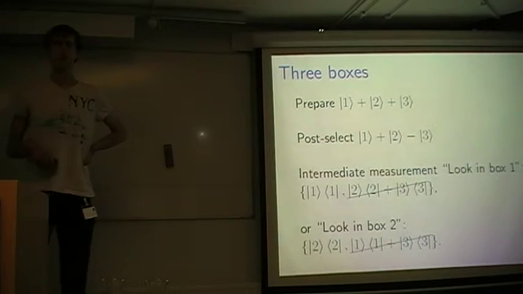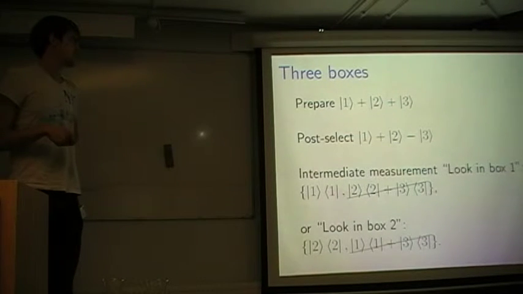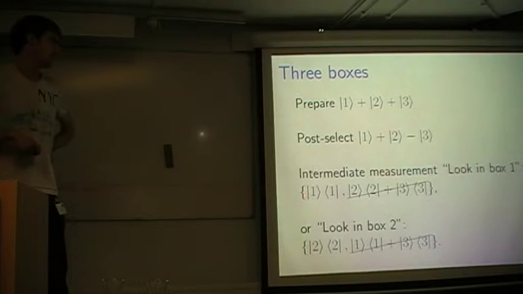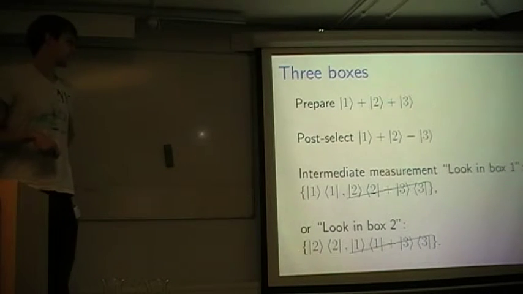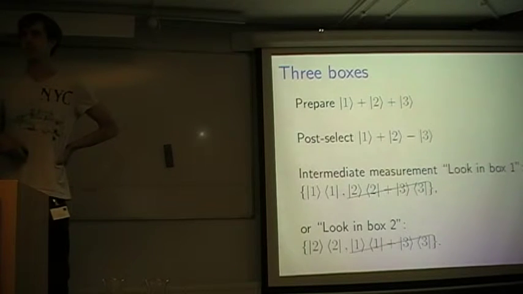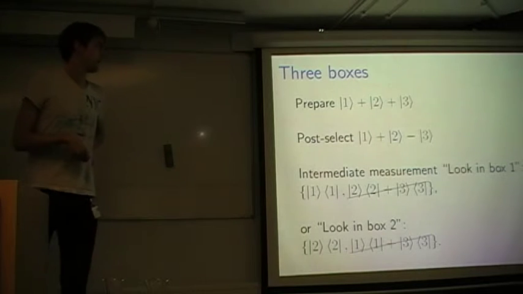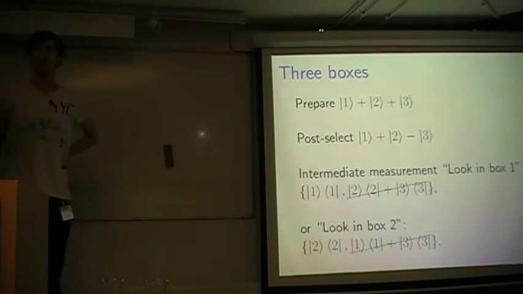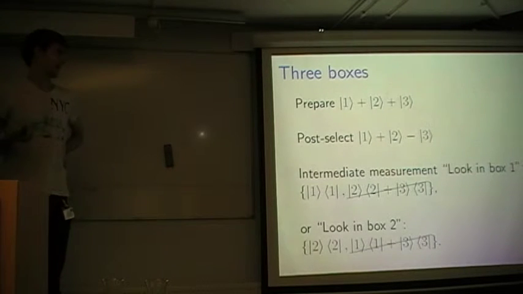Okay? And then the paradox is supposed to be that under these assumptions, if we look in box 1, we always see the ball there, and if we look in box 2, we also always see the ball. Okay? And it strikes you immediately that there's a sort of whiff of contextuality about this, okay?